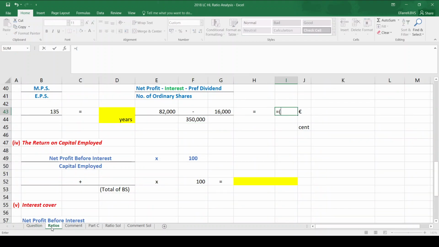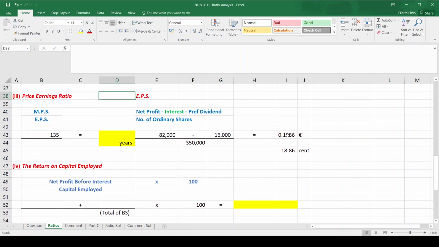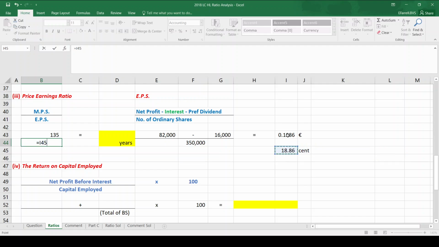So to work this out, it's going to be 82 minus 16 divided by 350. So again, that's 0.1886 euro. And to get it in cent, I'm going to move the decimal over 2 places, 18.86 cent. So now I have my earnings per share. I can fit it in here. It is 18.86. And to get my price earnings ratio, market price per share divided by earnings per share, and it is 7.16. So some people say 7.16 years, and some people just say 7.16 is to 1. Either way is fine.